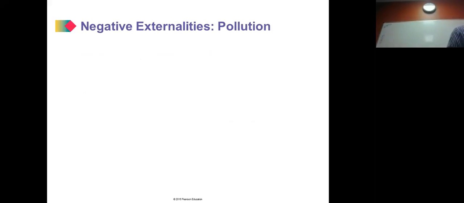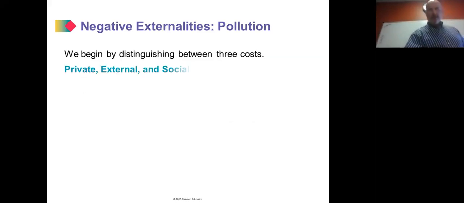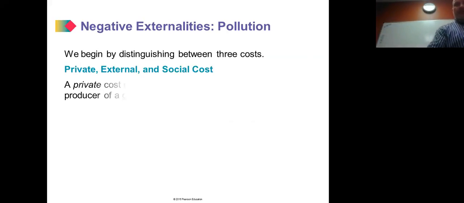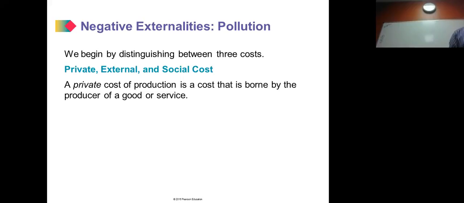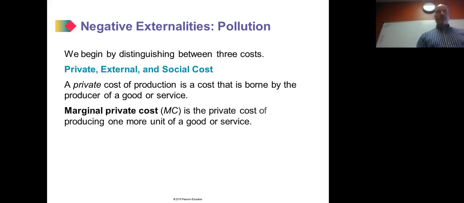All right, so let's talk about the distinction between three costs: private, external, and social cost. A private cost of production is a cost that is borne by the producer of a good or service. Marginal private cost is the private cost of producing one more unit of a good or service.